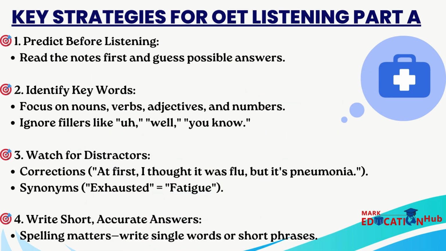To ace OET Listening Part A, use these key strategies to stay ahead. Predict before listening by scanning the notes and guessing possible answers. Identify key words like nouns, verbs, adjectives, and numbers, while ignoring fillers like well, or you know. Stay alert for distractors such as corrections, "At first I thought it was flu, but it's pneumonia," and synonyms, exhausted equals fatigue. Lastly, keep your answers short and accurate. Spelling counts, so write single words or short phrases to avoid mistakes. Master these tips, and you'll boost your listening score in no time.